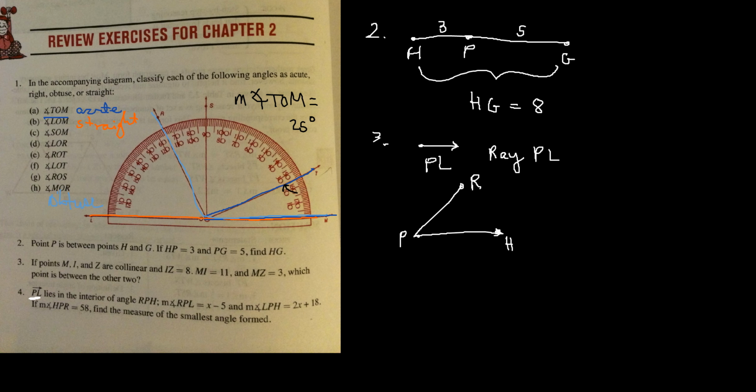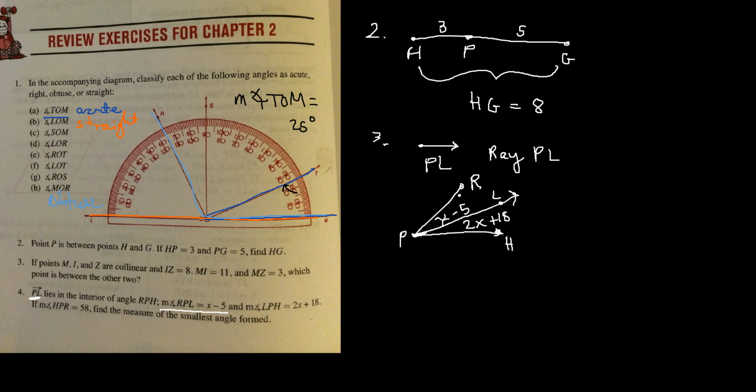So I'm going to put a ray starting at P, and I'm going to draw it out like this, and this is L. So that's a ray in the interior of an angle. Now it's telling us that the measure of RPL is x minus 5. So we have RPL is x minus 5, and I'm going to actually fill that in. And then it tells us that LPH is 2x plus 18.